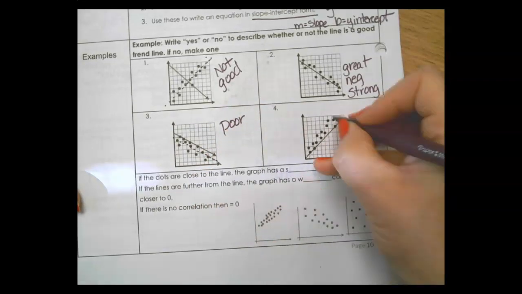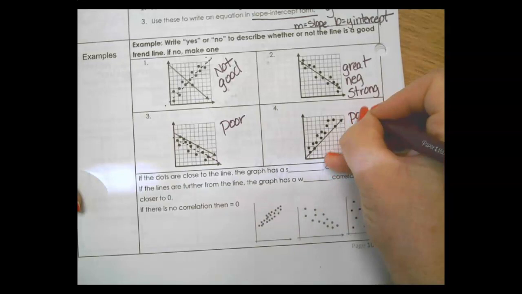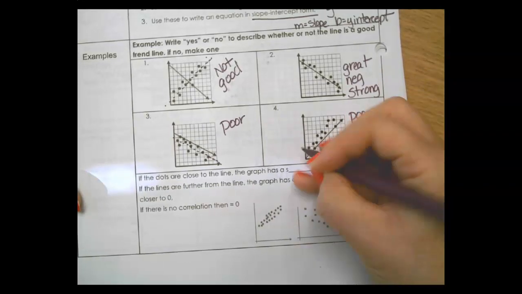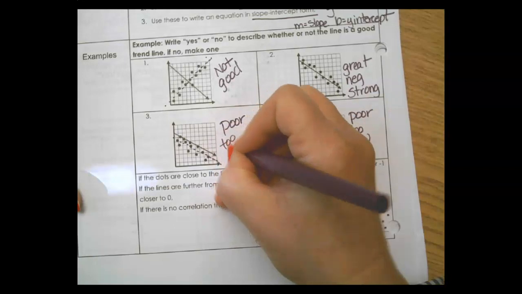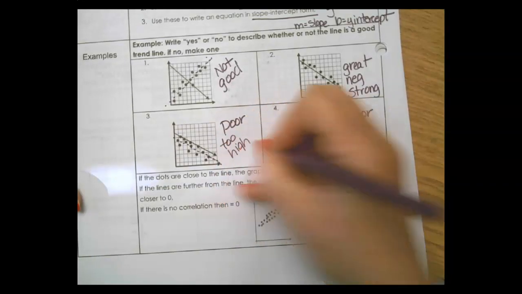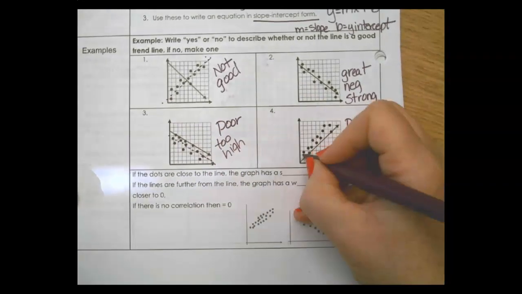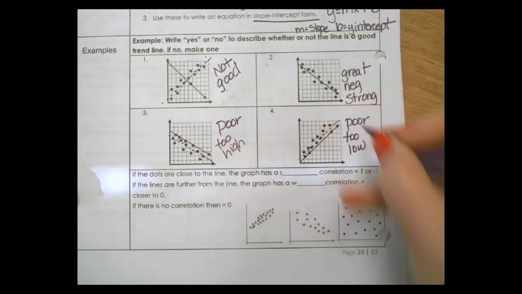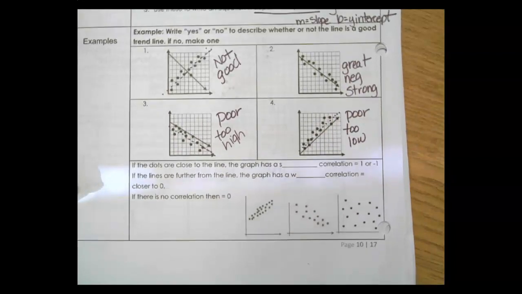This one is poor as well. It's too low. This one was too high. So it needs to go further up. And using a ruler would be helpful.